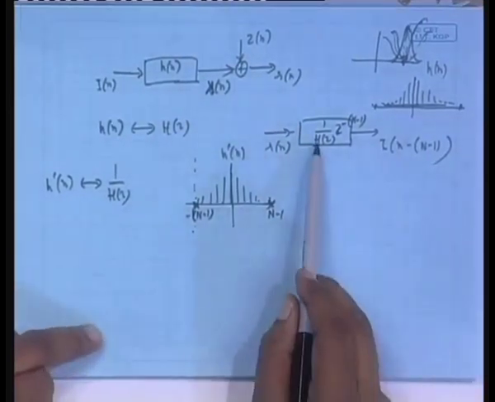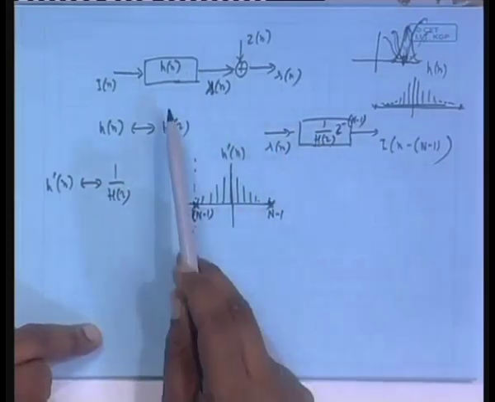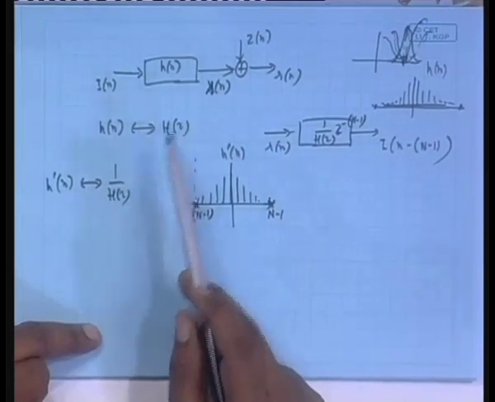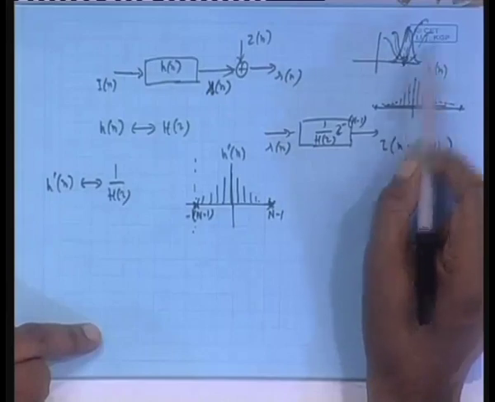Now, if you want to construct this filter, you must know Hz. Hz comes from the channel model. That means you must know the channel, you must know what the pulse values are, how the pulse values came.